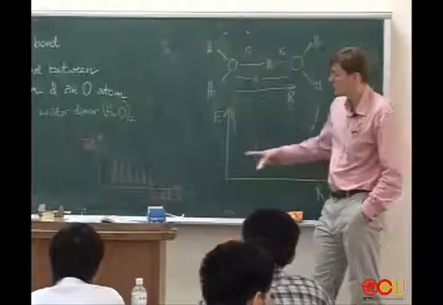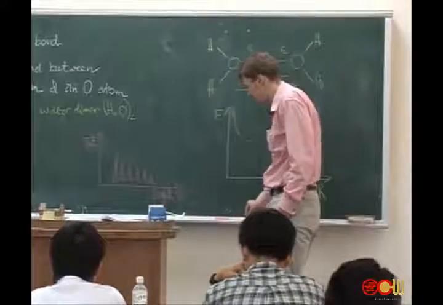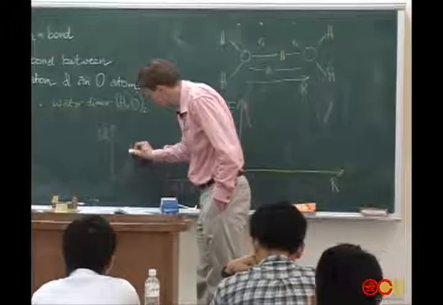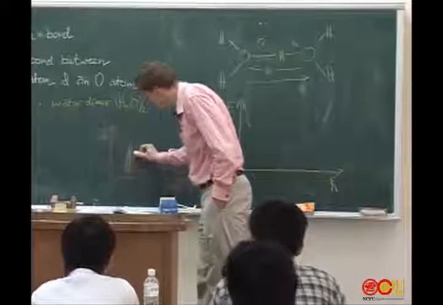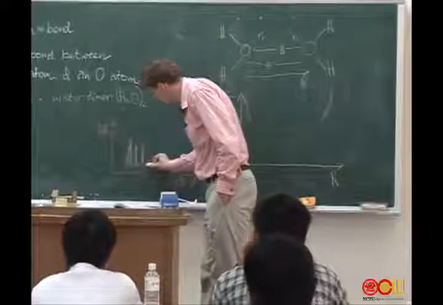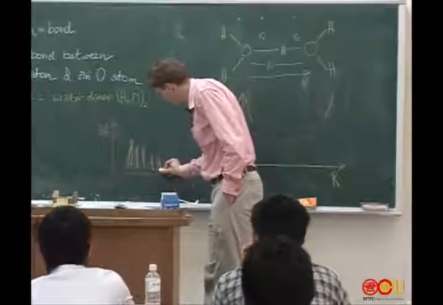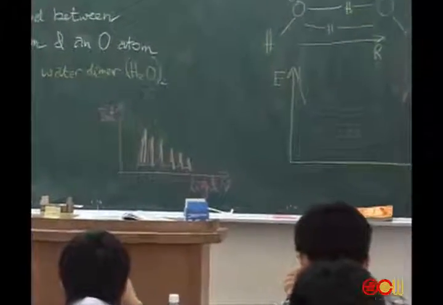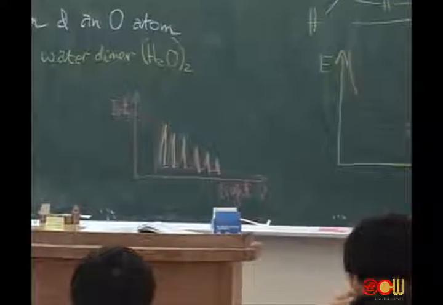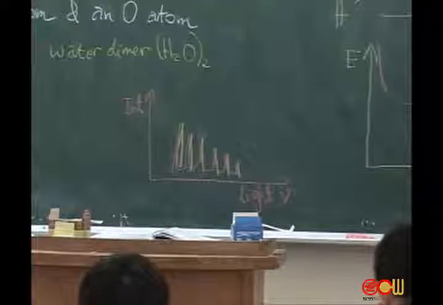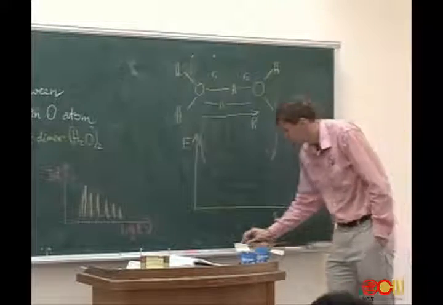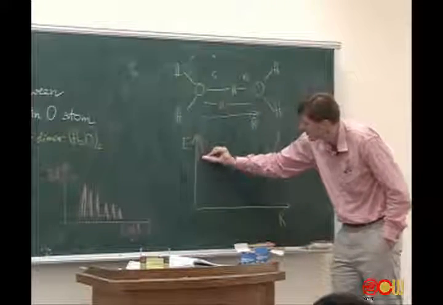Now, it turned out that the experimental spectrum looks very different. It looks like that, but just next to each peak there is another peak, very close. So they always come in pairs. So this is the wrong picture. It turned out the correct picture looks like that.